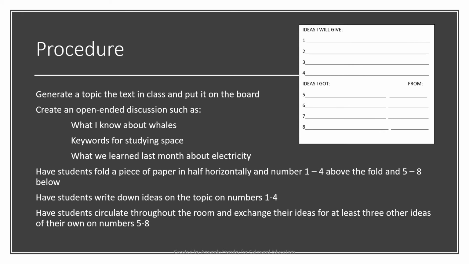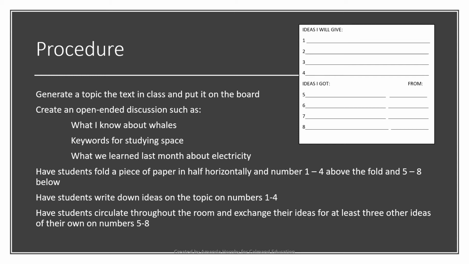So on the top right hand corner you'll see an example of a very basic idea that you can give and ideas that you can get from other people. So what you would do is you generate a topic in the text in class and then put it on a board. You create an open-ended discussion, such as something like what I know about Wales, keywords for studying space, or what we learned last month about electricity, and it could be about anything that you're studying.